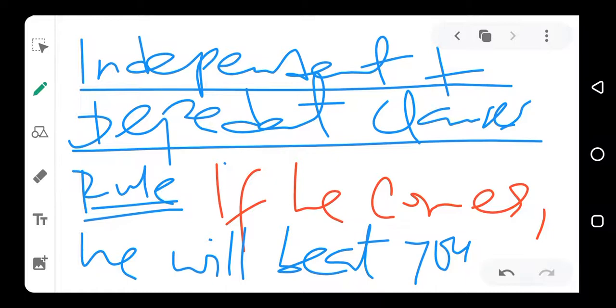Now we have two clauses here. "If he comes" is a clause because it has a subject and a verb, but it does not make a complete sentence. It needs more things to make it a complete sentence. So it is a dependent clause. Because it is a dependent clause and it's coming first in this sentence, after the dependent clause we put a comma. Then "he will beat you" is a complete sentence if you leave it alone, so it is an independent clause. So in this case, where the dependent clause is coming before the independent clause, we have to separate the two clauses with a comma.